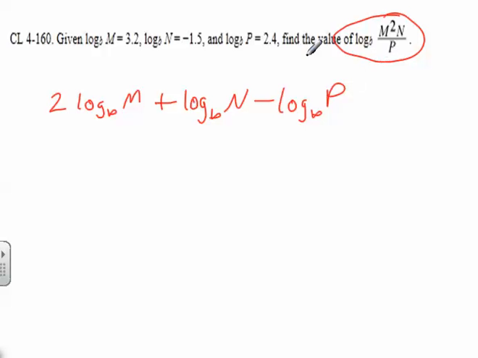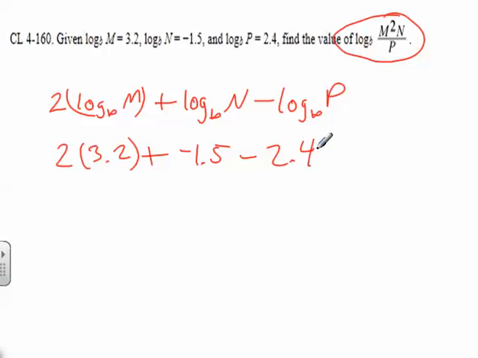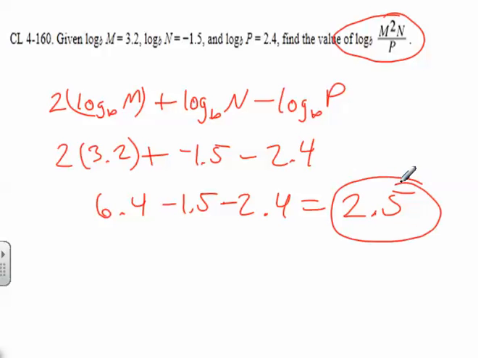And then I can proceed to plug in all of this information. So log base b of m, so I've got 2 times 3.2, and then I've got in place of the log of n, a negative 1.5, and in place of the log of p, I'm subtracting a 2.4. So all we have to do is simplify that. So double this, and we got 6.4 minus 1.5 minus 2.4, and that turns out to be 2.5. And that is the end. That's it.